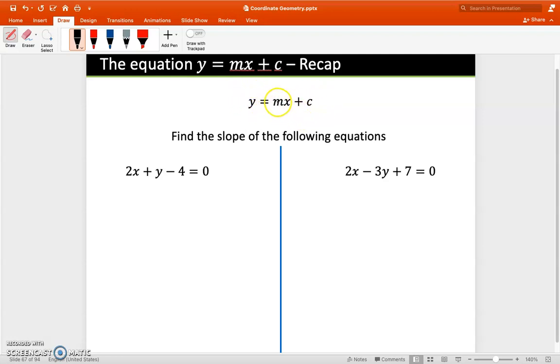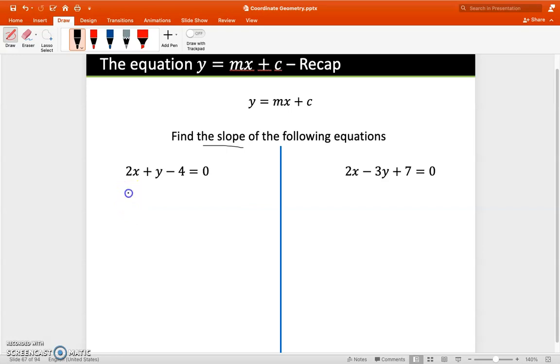And when it's on the right hand side, the other two, the x and the number, we can tell the number in front of the x is going to give us the slope and the number tells us where it cuts the y-axis. But for these questions, we're just focusing on the slope. Okay? So what I'm going to do is do these examples and get you guys to have a couple of examples as well. So we've got 2x plus y minus 4.